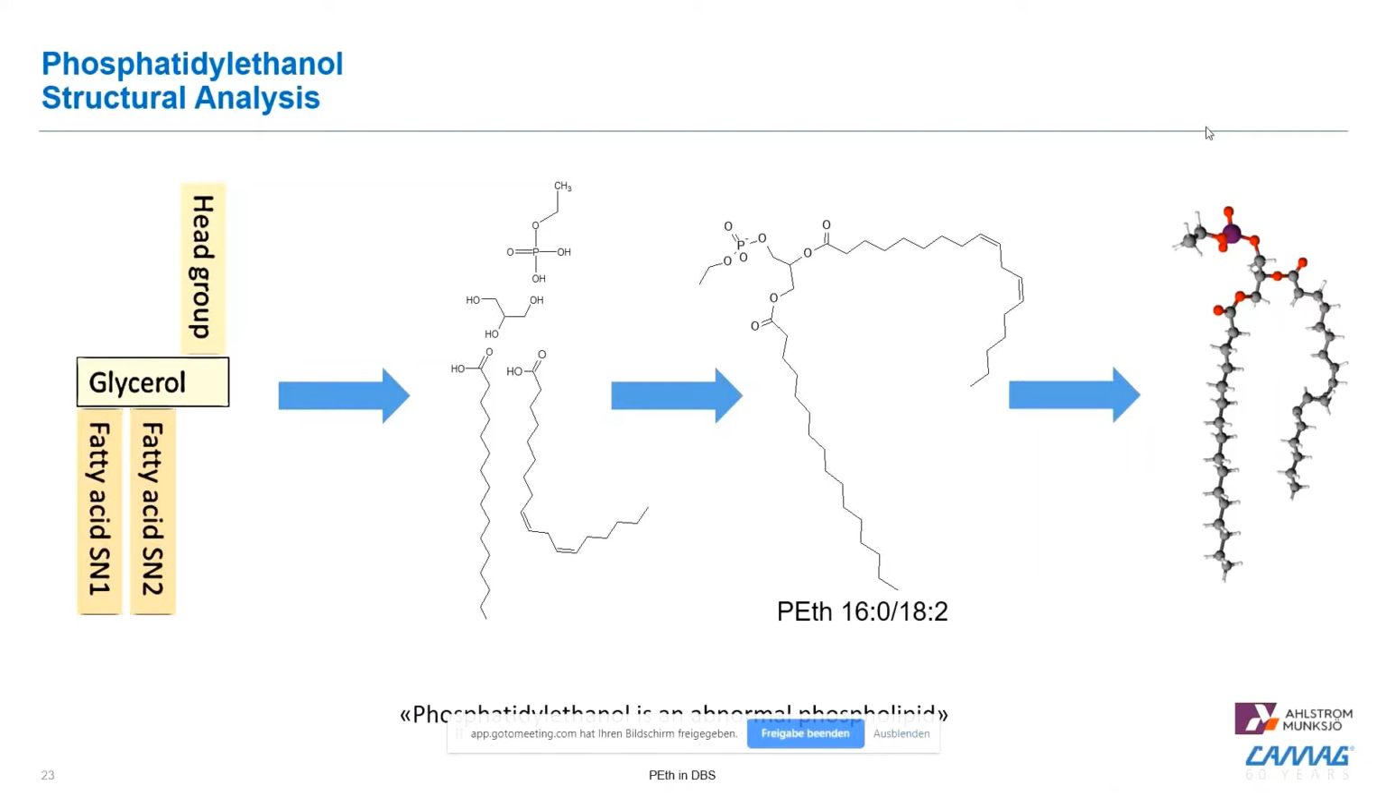Depicted here, almost in the middle, is PEth 16:0/18:2. This means that one fatty acyl chain has a length of 16 carbon atoms without any unsaturation, and the second one has a length of 18 carbon atoms with 2 unsaturations within, so 2 double bonds.